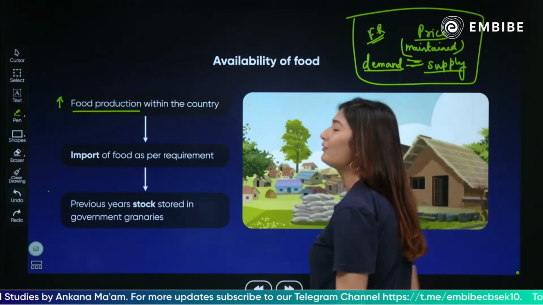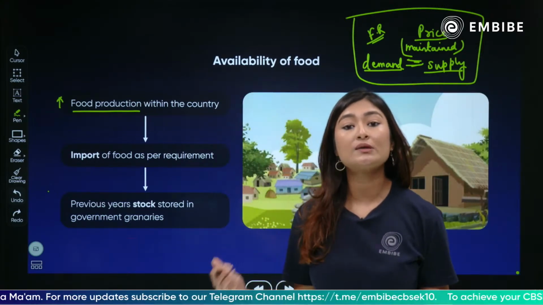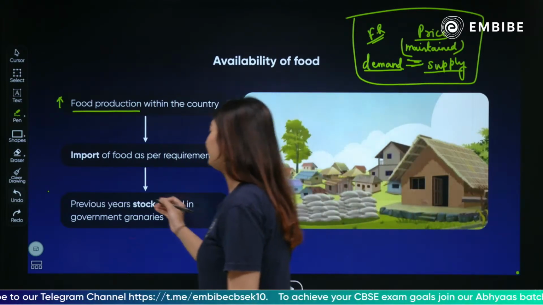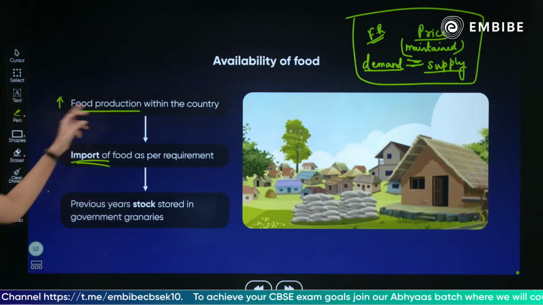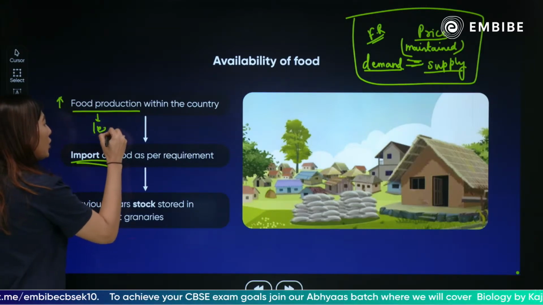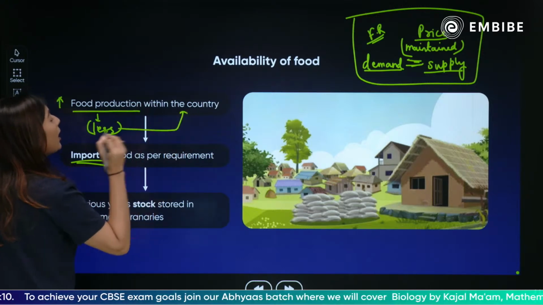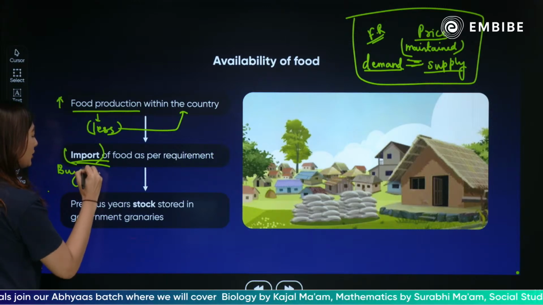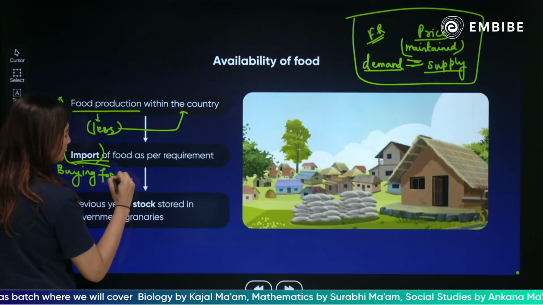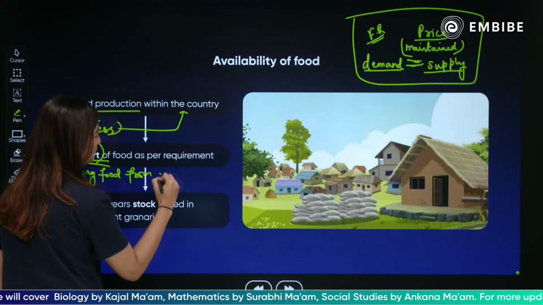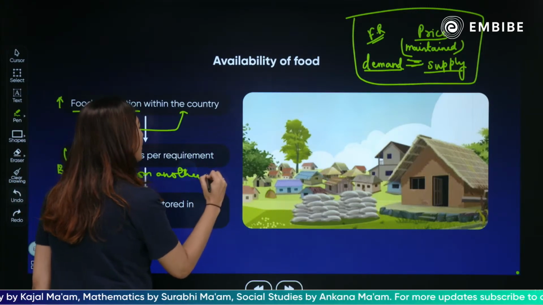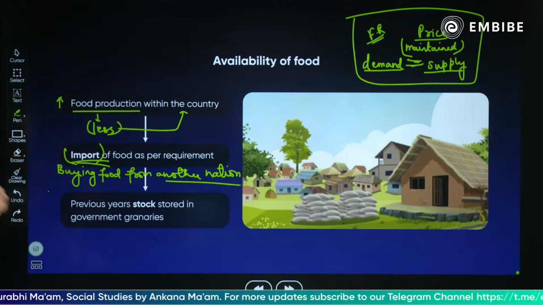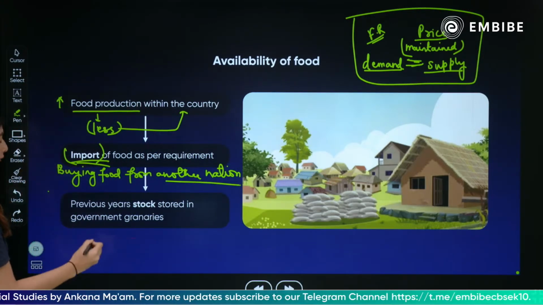Okay, so food production within the country is very important. We need to produce the food enough to meet the demand of the entire nation. So import of food should be done. But what are we trying to say over here? If the food production is less, if you do not have enough for your entire nation, then you should be importing food. Importing food means buying food from another nation. But ensure, what is the purpose behind this? क्यों खरीदना चाहिए दूसरे लोगों से खाना? To make sure that food is always available.